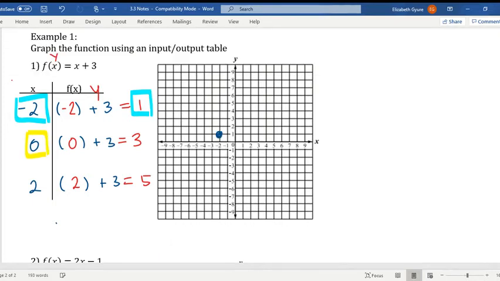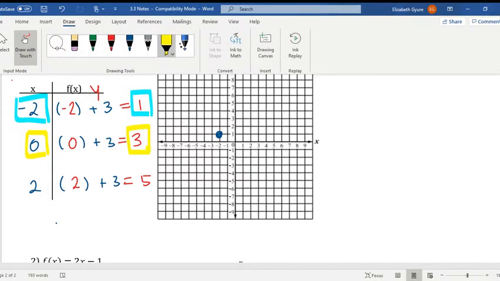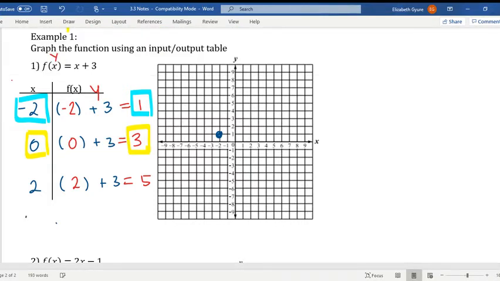You have 0, 3. So that would be the coordinate point 0, comma 3. So if your x is 0, you don't have to go left or right at all. Just stay there. And then y is 3, so you'd go up 3 units. So that point would go right there.